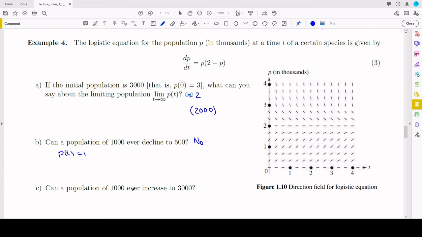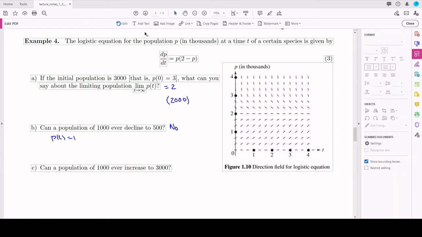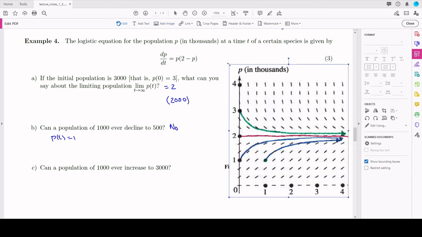And can a population of 1,000 ever increase to 3,000? Well, again, if we start at 1, no matter where you start, at some point your direction markers are forcing you to level off, and we cannot cross that horizontal line here. So let me import the picture here, and I'll show you. Let's resize that.